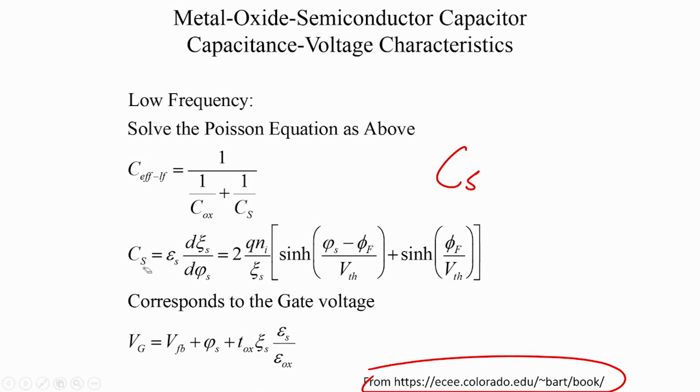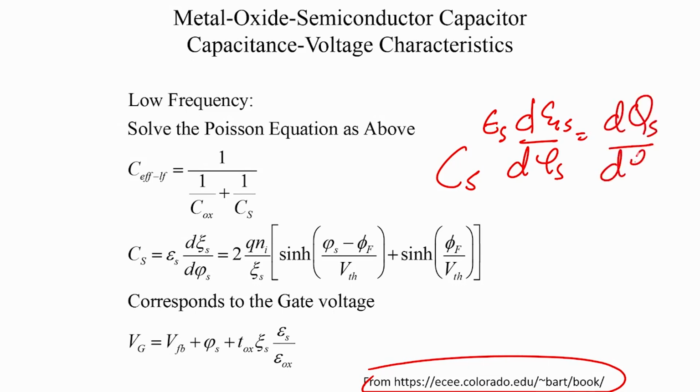and what is C s? It is simply the derivative of the displacement with respect to phi s. So, it is epsilon s electric field by d phi s. So, that is basically your d Q s by d phi s, right. So, that is your C s.